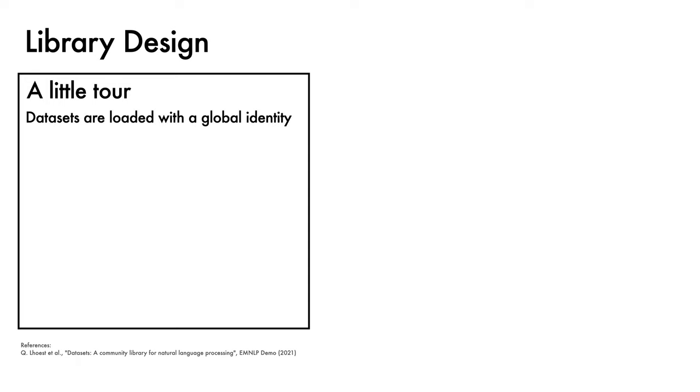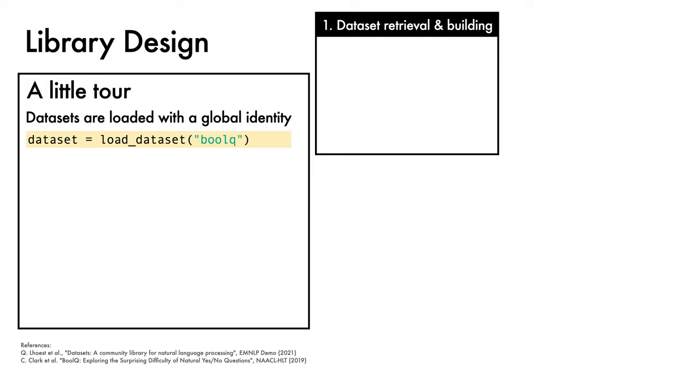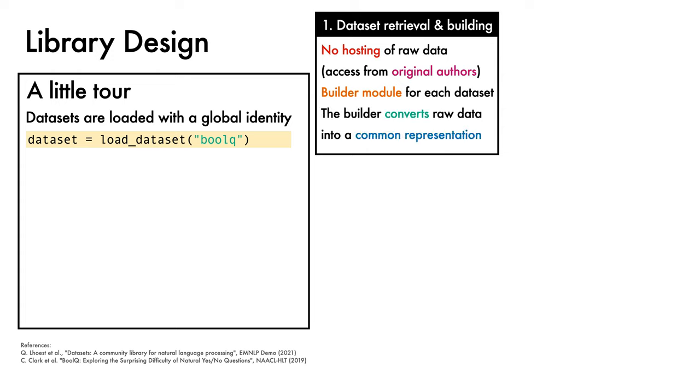Datasets are loaded with a global identity, like this, for example, if we want to load BoolQ. This is supported through a process of dataset retrieval and building. The library itself does not host raw data. Instead, it accesses data made available by the original dataset authors. Each dataset is supported by a builder module, which takes responsibility for converting the raw data into a common dataset representation.